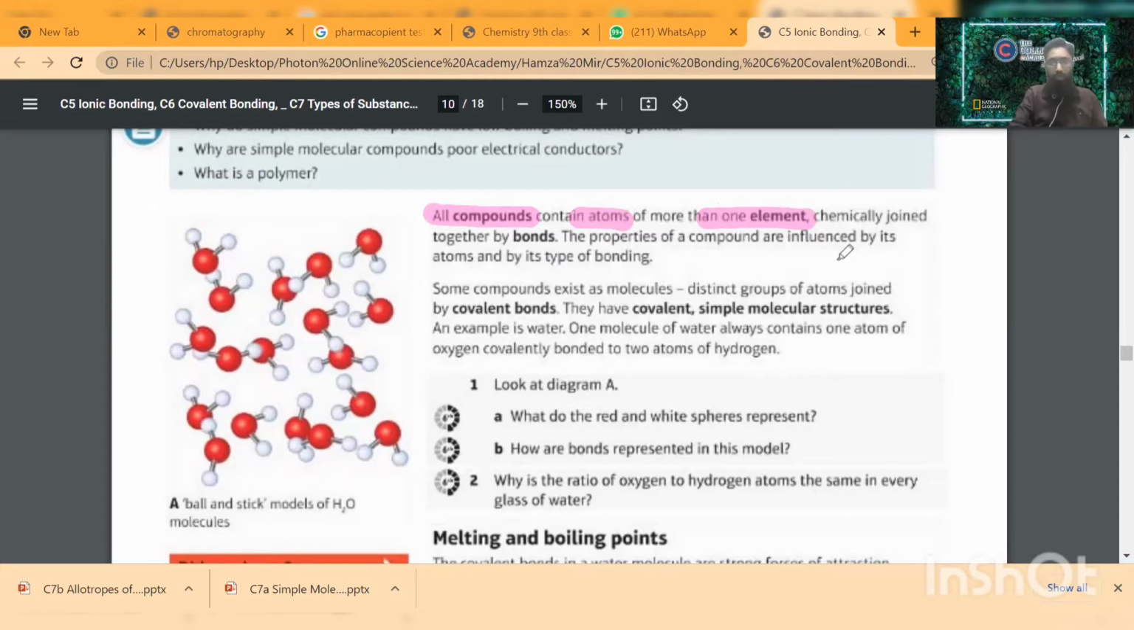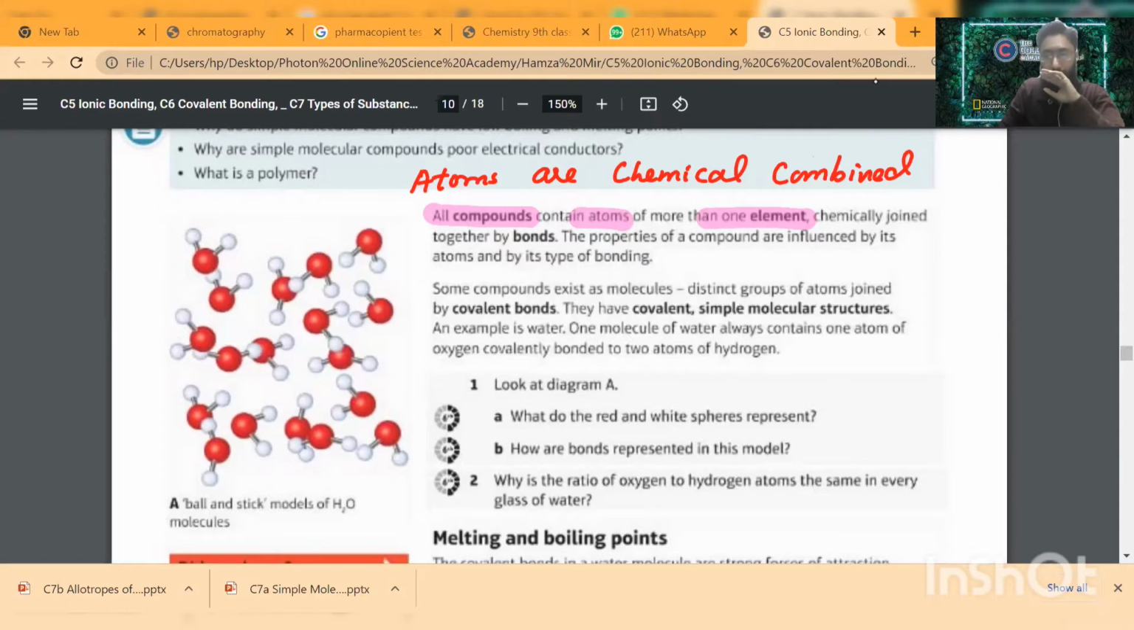What actually is a compound? A compound is atoms that are chemically combined. In this way, compounds are formed. These atoms are combined by a force, and we call that force a bond.